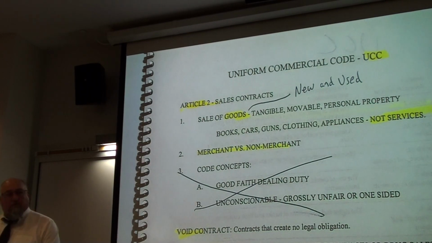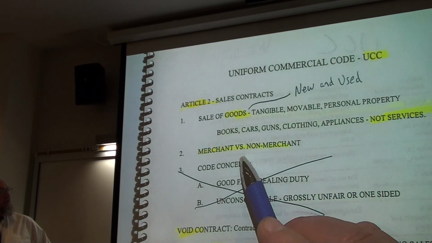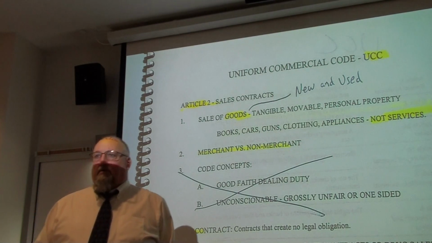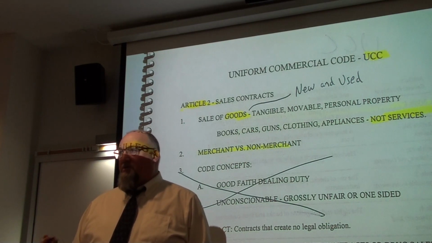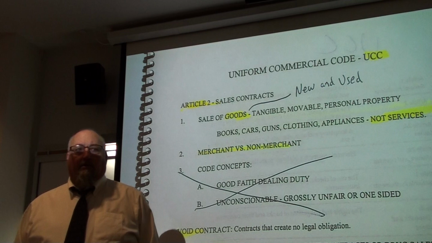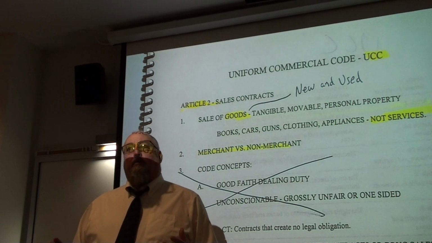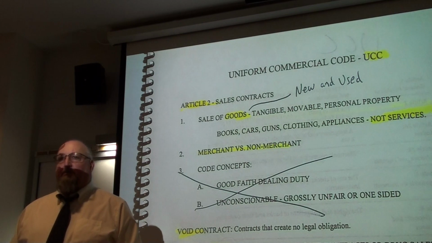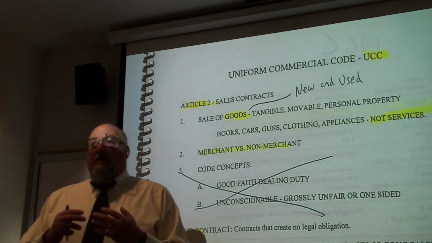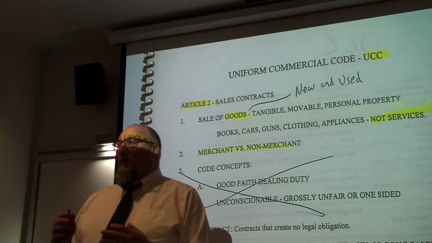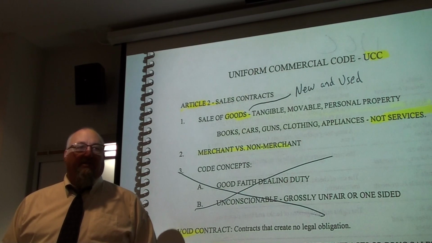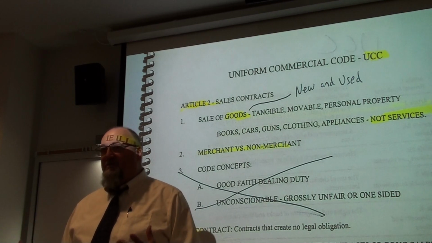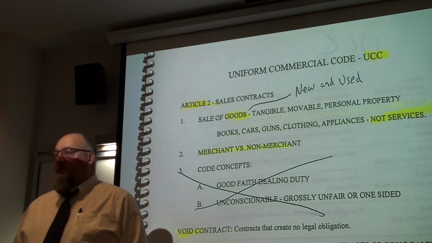All right, Article 2 also creates the concept of a merchant versus a non-merchant. So a merchant is a professional seller of goods: a dealer, a store, a distributor, a manufacturer, a retail outlet, whatever, Bi-Mart, Safeway, Walmart, etc. So a professional seller of goods is considered to be, quote unquote, a merchant under Article 2 of the UCC. We also have the status of a non-merchant. That would be basically a person selling their own stuff, like a garage sale. You're not doing it on an ongoing basis. It's not a flea market or something like that. You're just getting rid of your stuff.